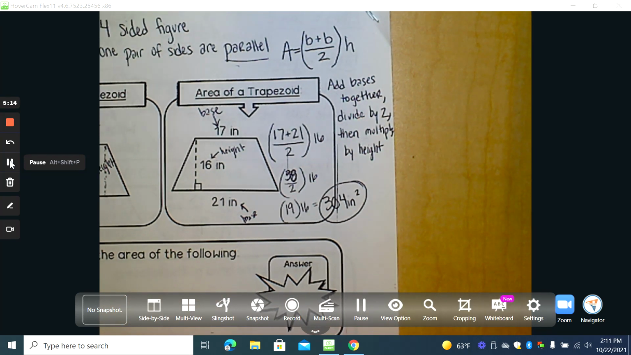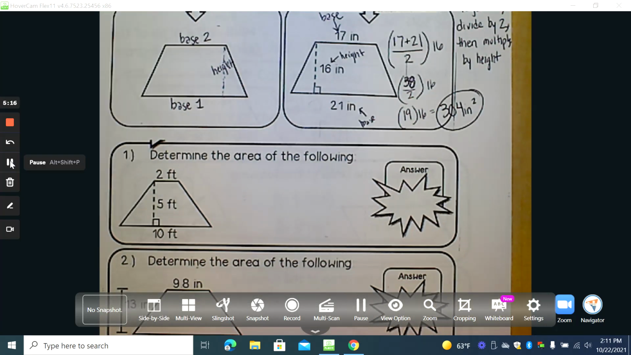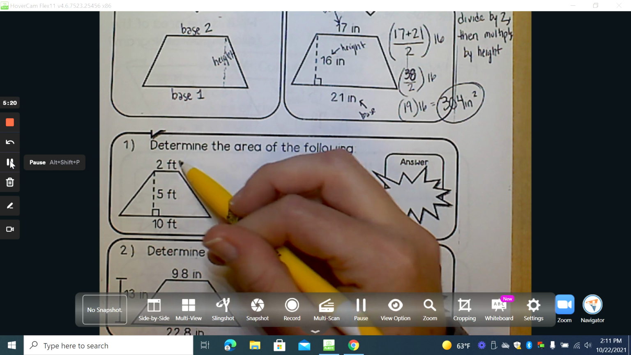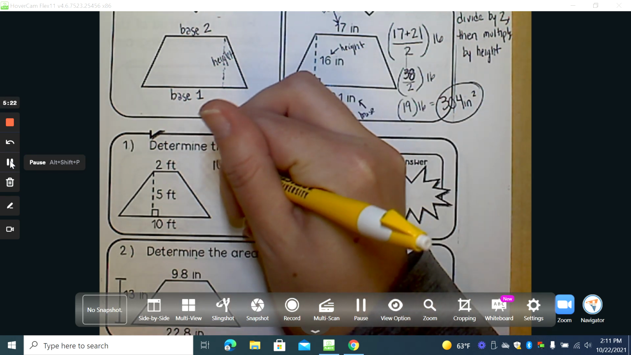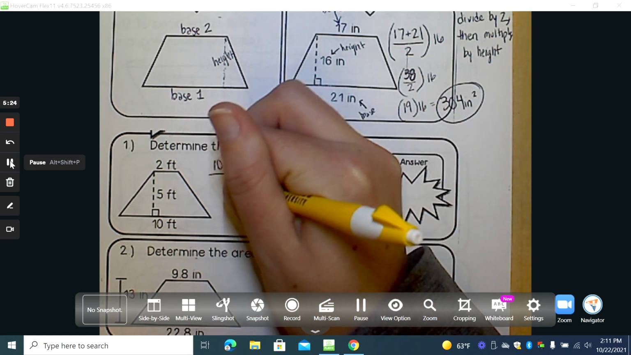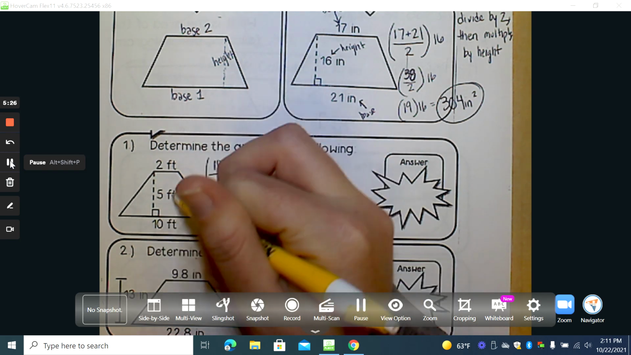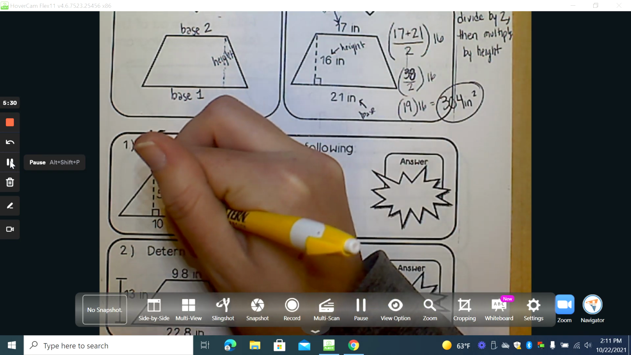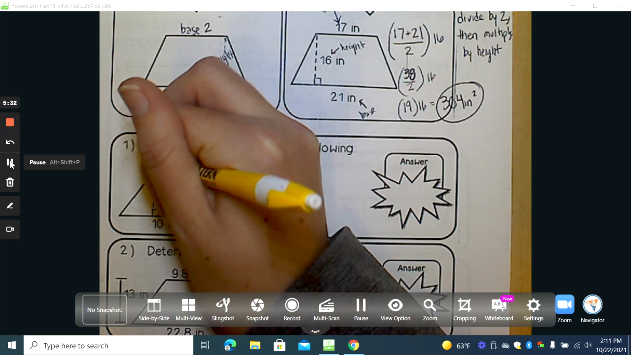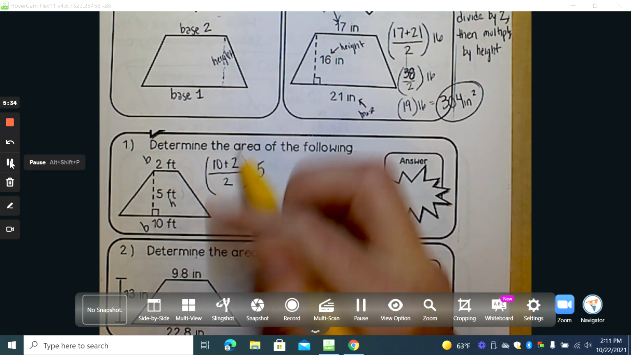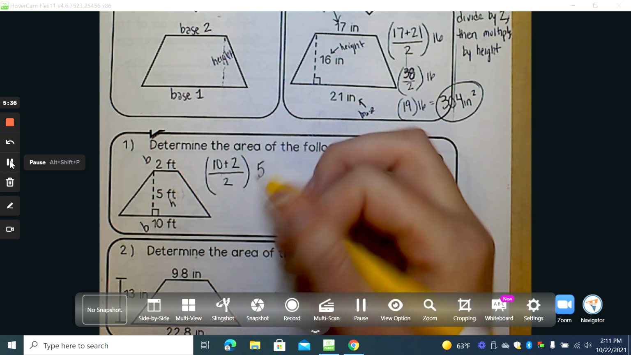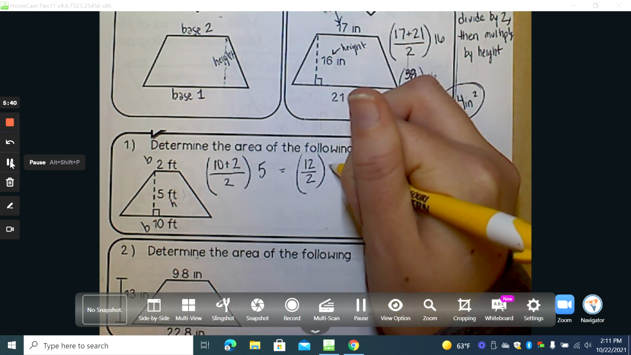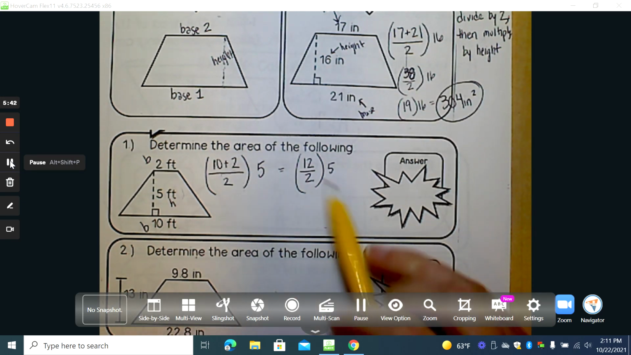Sorry, that's a little bit messy. Let me see if we can do another one over here. So I have my two bases, top and bottom, 10 and 2. So I'm going to add those together, divide by 2, and multiply times my height, 5. So 5 is my h. This is a base. That's a base. So 10 plus 2 is 12. So I have 12 over 2 that I'm going to multiply times 5.